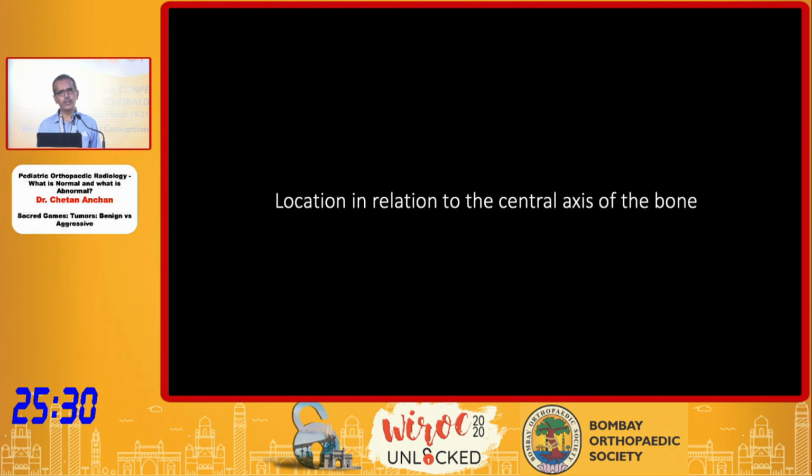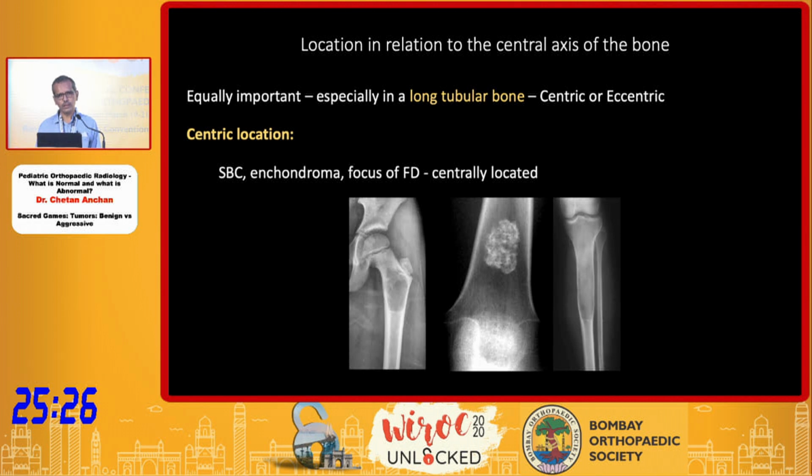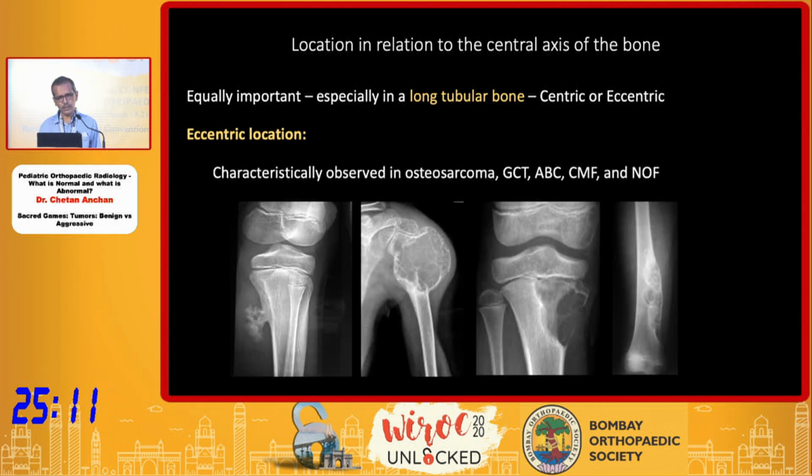Then you should see whether this lesion is centric or eccentric. How is it related to the central axis of the bone? There are certain lesions which are purely centric, that is simple bone cyst, enchondromas, sometimes fibrous dysplasia. These are centrally located. Most of the centrally located lesions are benign. On the other hand, most of the other lesions are eccentric, characteristically osteosarcoma, giant cell tumor, aneurysmal bone cyst, chondromyxoid fibroma, non-ossifying fibroma, and so on.